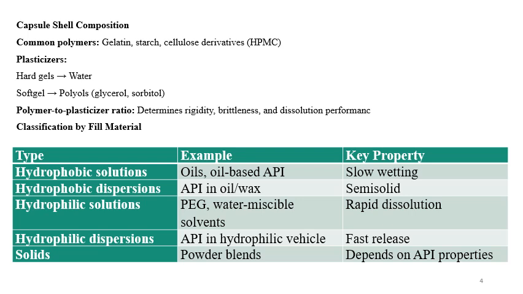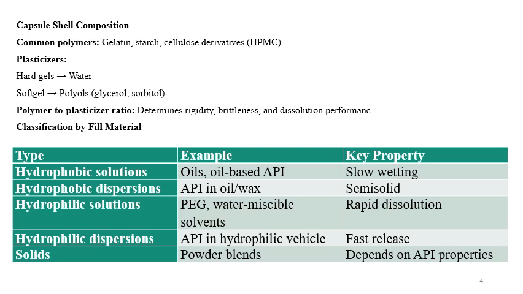Capsule shell composition: mainly polymers like gelatin, starch, and cellulose derivatives like HPMC are used. The plasticizer for hard gel is water. For soft gel it is a polyol like glycerol and sorbitol. The polymer to plasticizer ratio determines the rigidity, brittleness and dissolution performance. Soft gelatin capsules are soft in nature, made up of one capsule shell that is hermetically sealed, and hard gel capsules are made up of the body and the cap.